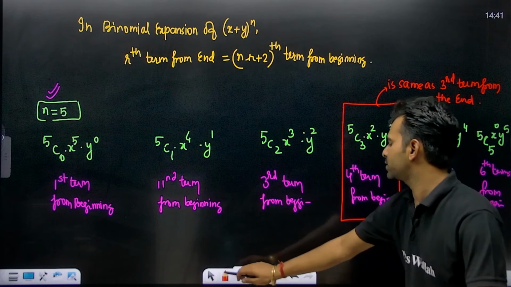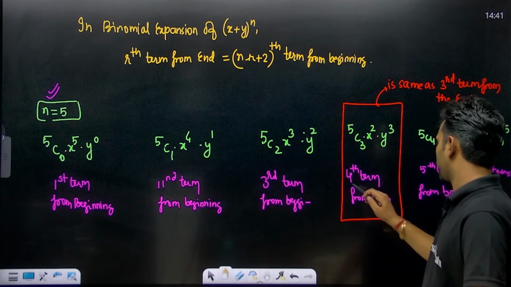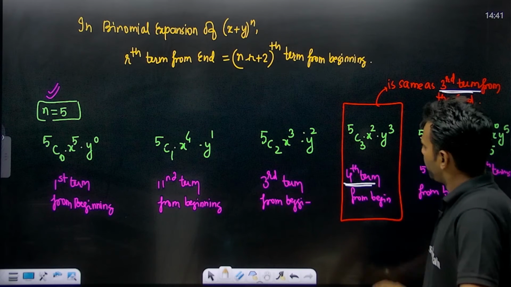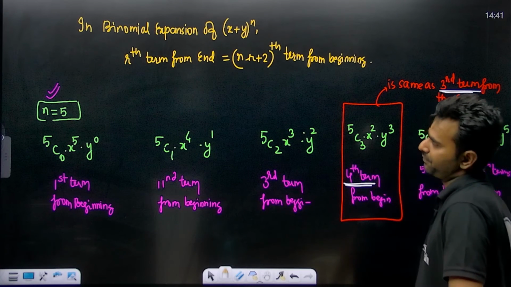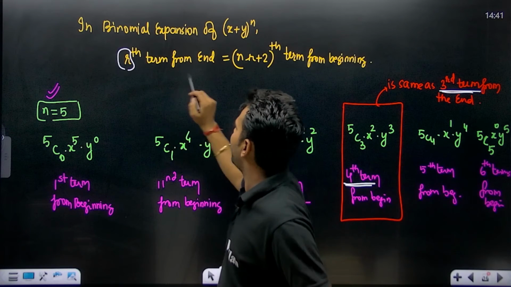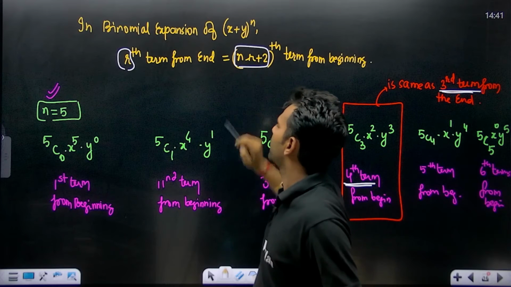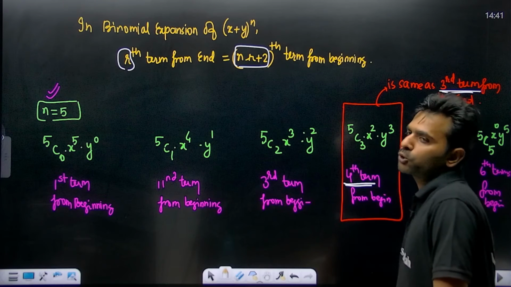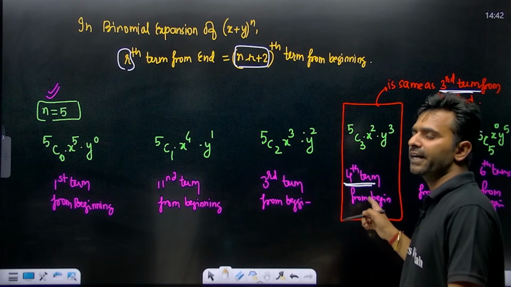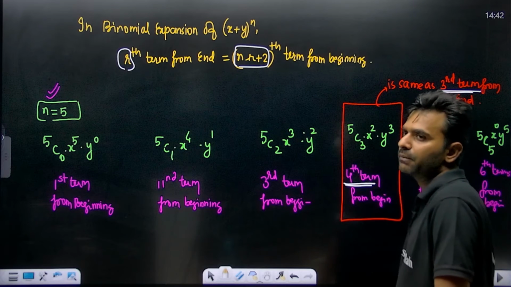If you add these two things, which two things? Fourth term, 4, and third term, 3. 4 plus 3 will become how much? 7. Now understand this. Over here, rth term from the end, that is add this with this. What are you going to get? N plus 2. Don't you think that over here also 7 is what we are getting, and the value of n we have taken is nothing but 5.